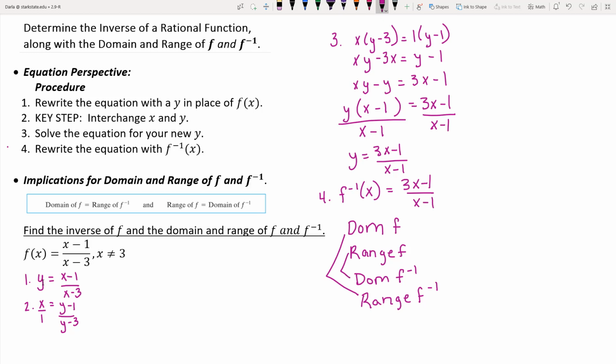Well, the domain of f: if we look at our original function f, it says that x is not allowed to be 3. So that means the domain is everything but 3. So negative infinity to 3, non-inclusive, union 3 to infinity. Well, the same would be true for the range of f inverse. And so that just means the y, because it's a range value, can't be 3. And so it'd be identical. So negative infinity to 3, union 3 to infinity.